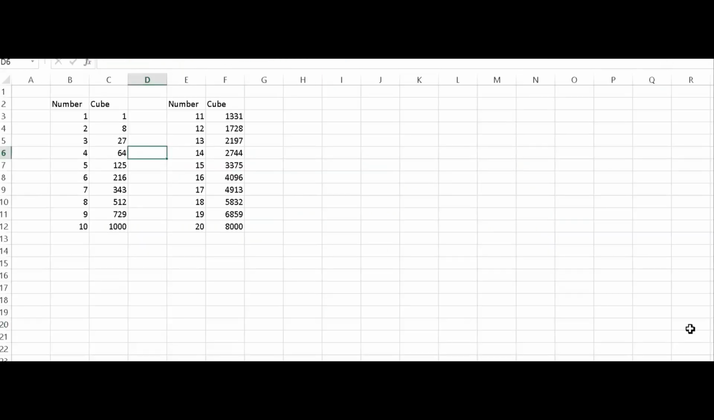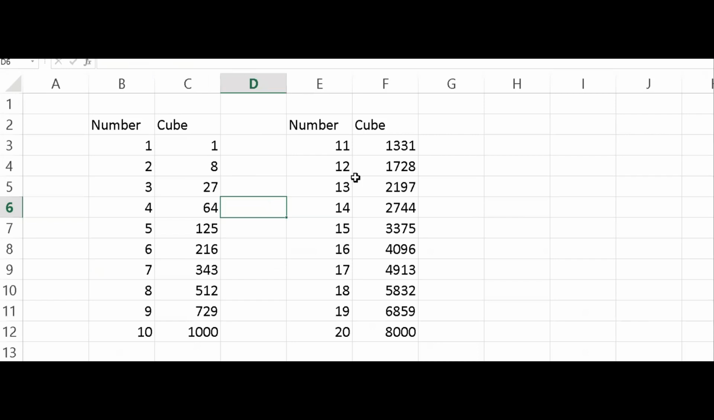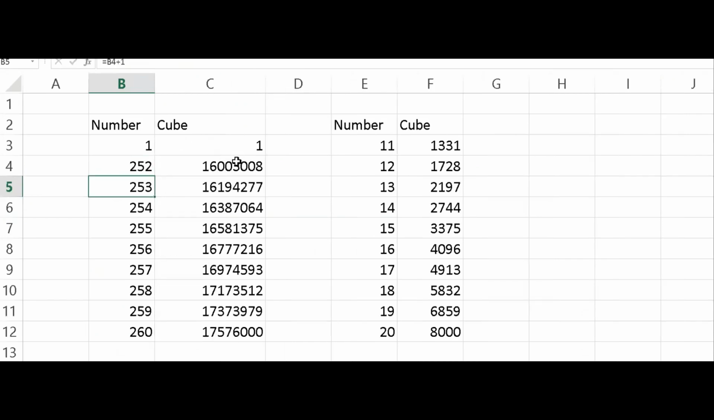Now see, let me maximize this so that you can see it properly. So here I have maximized this. What I'm writing is, instead of 2, say 252. See, the unit place will be 8 only here, correct? Now if I write 103 instead of this, the unit place will be 7 only. If I write 2234, then the unit place will be 4 only. If I write 225, the unit place will be 5 only.